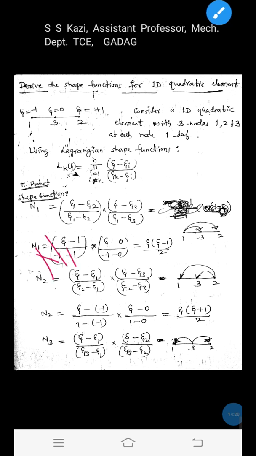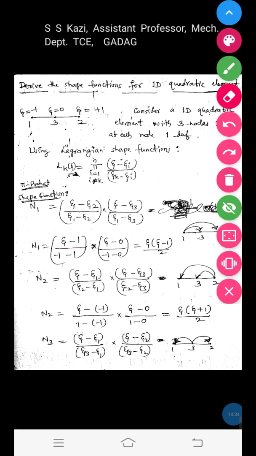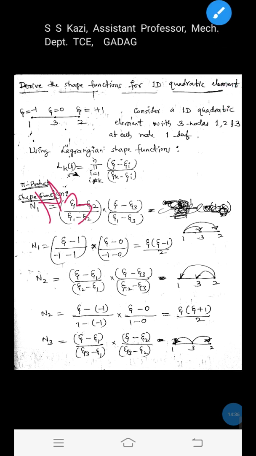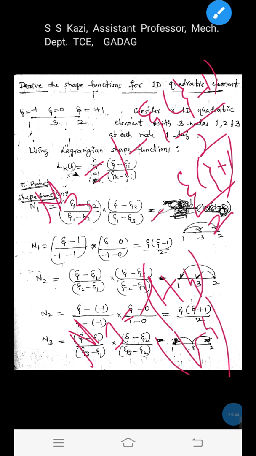We know the third property of the shape function, n1 plus n2 plus n3 is equal to 1. From this n3 can be found out as 1 minus n1 minus n2. You just need to substitute the values of n1 and n2 which have already been determined. That is, n3 equals 1 minus n1, which is zeta into zeta minus 1 divided by 2, and n2 is zeta into zeta plus 1 divided by 2. Then you will get n3 as 1 plus zeta into 1 minus zeta, that is 1 minus zeta square.